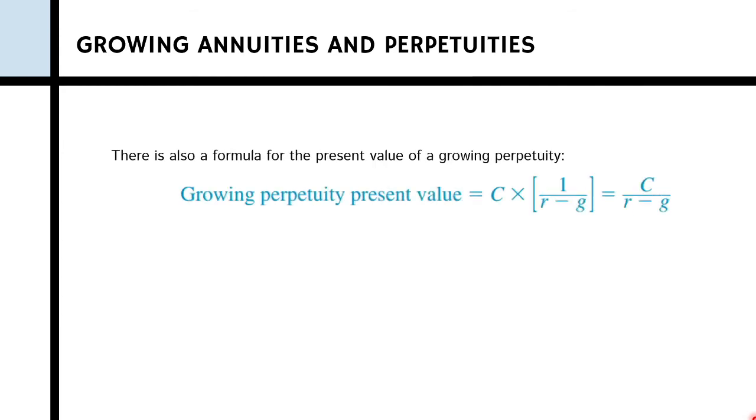There is also a formula for the present value of a growing perpetuity. That is, the growing perpetuity present value is equal to C times the quantity of 1 over r minus g, or C over r minus g.